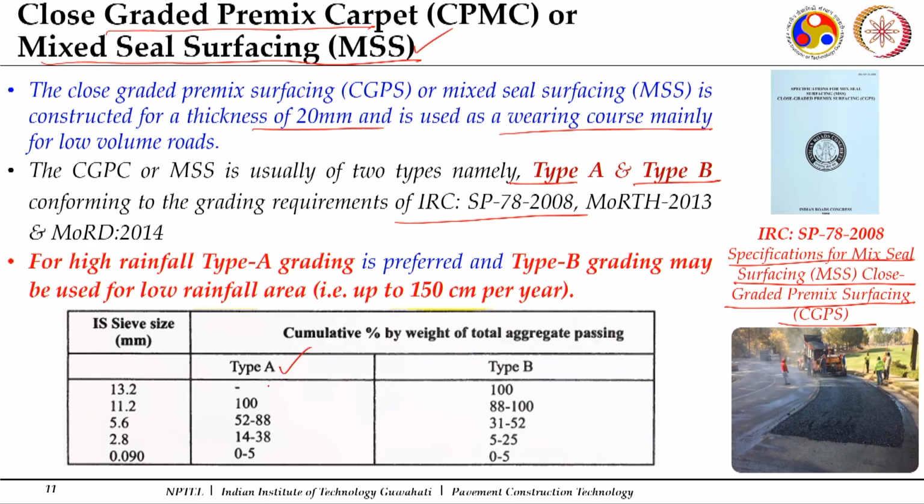Now here you can see this is type A, type B. From this you can realize that type A is a bit more finer compared to type B. You can see for 2.8 mm, here 14 to 38% is passing compared to 5 to 25%. Even so, both are considered as a closed graded premix carpet or come under MSS. Type A is preferred for high rainfall regions compared to type B, which is normally used when the rainfall is about 150 centimeter per year, as per the recommendations of MORD and IRC SP 78.